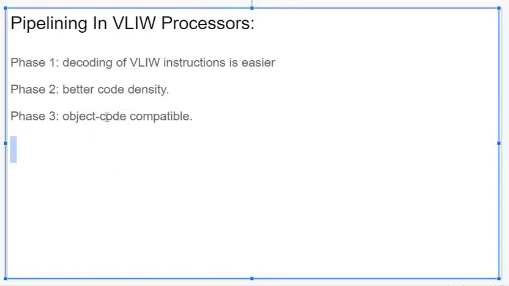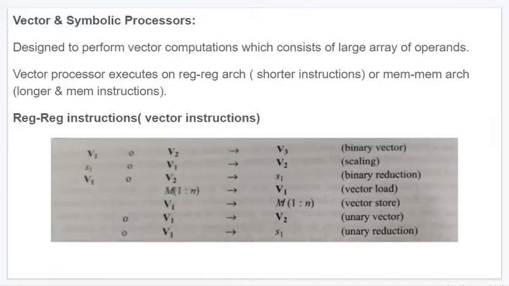Since code should be compatible with the object, we can implement any real world project, real world problems in a VLIW processor. Okay, now the next set of processors we have is vector and symbolic processors.